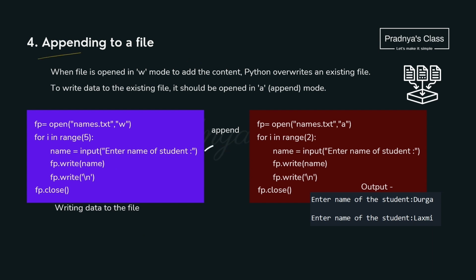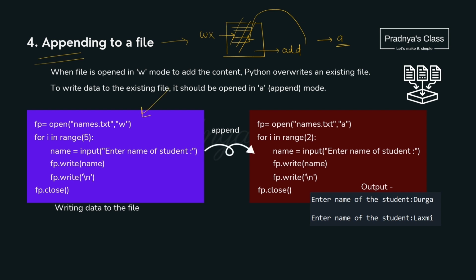Now the last important function is appending to the file. What does it mean? Already file exists. Now you want to add some more data to the existing file. For that we use append mode. Already existing file we cannot open in the write mode because the data will get erased.